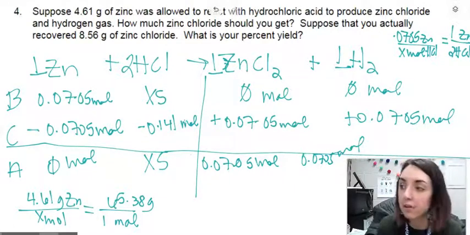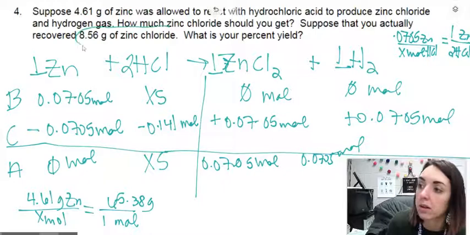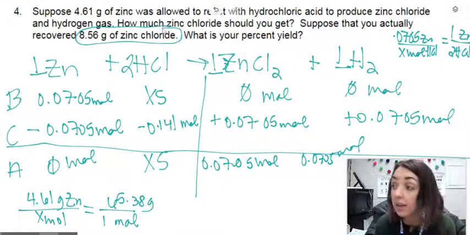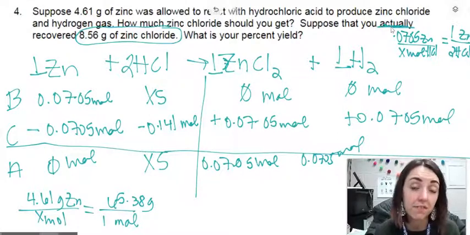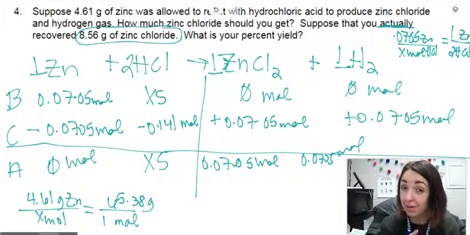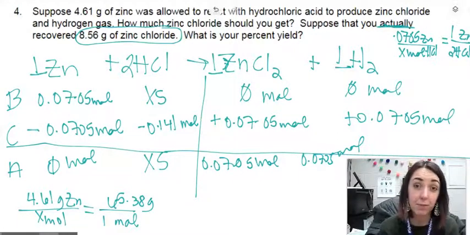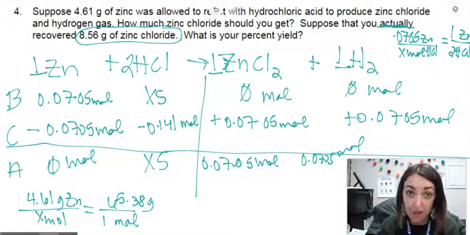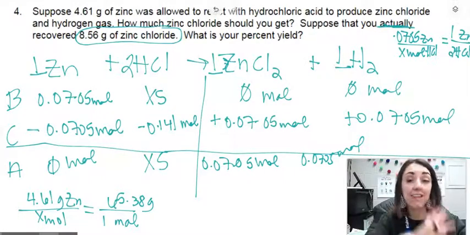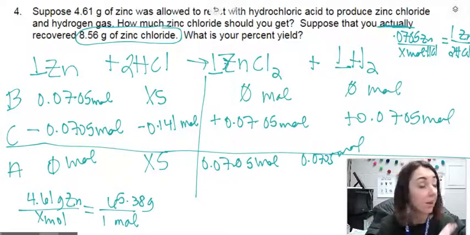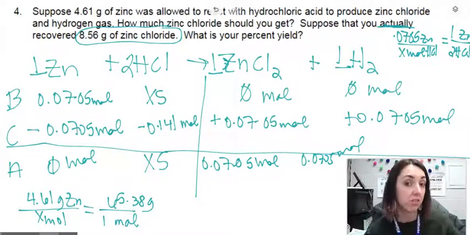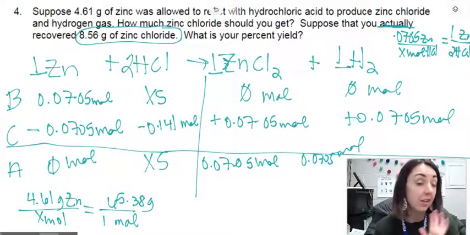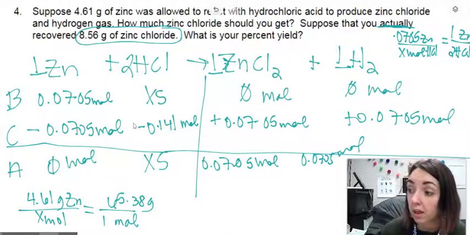Now notice how this number, I didn't use it anywhere yet. It says that I actually produce 8.56 grams of zinc chloride. That's how I know I don't need it for my BCA table because it's the actual amount that was produced. So I saved that for later in percent yield. Don't put that number in your BCA table. If it says actually produced, just set it off to the side for later. You'll get there.